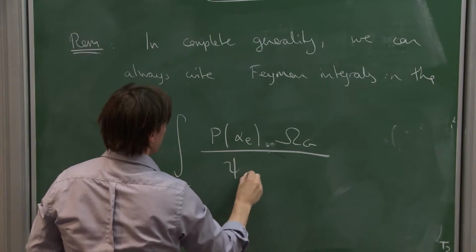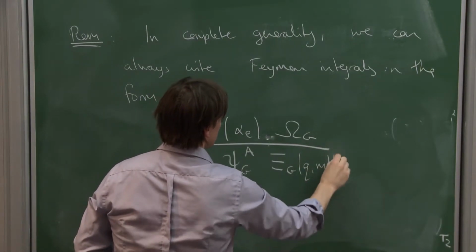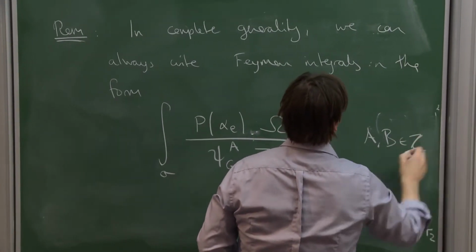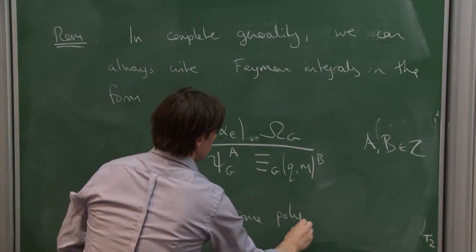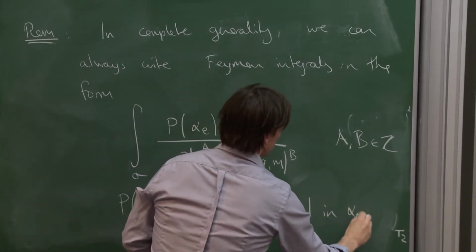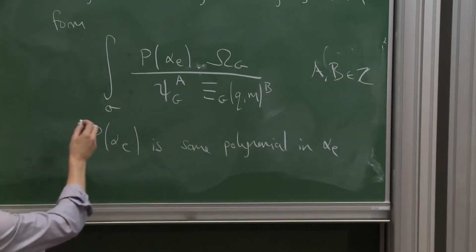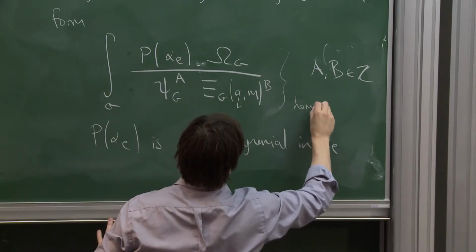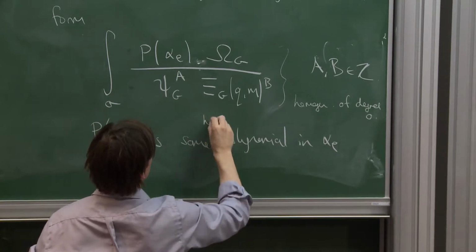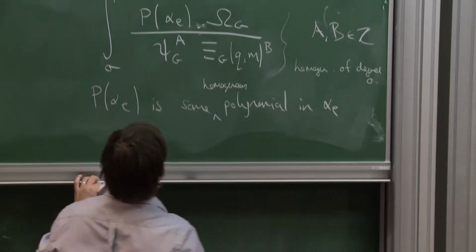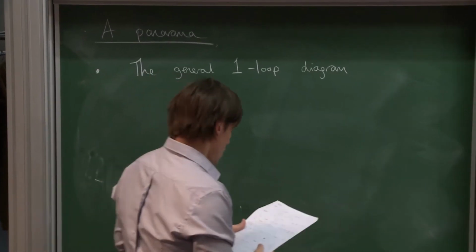so what will happen if you do this is you maybe get different powers of psi and psi in the denominator. So here a and b are integers, and P of alpha is some polynomial in the alpha i's. Maybe it has coefficients in some Clifford algebra. But the whole integrand is homogeneous, such that this is homogeneous of degree 0. So that's the general form of a Feynman integral in parametric form. Of course, the P could be extremely complicated.